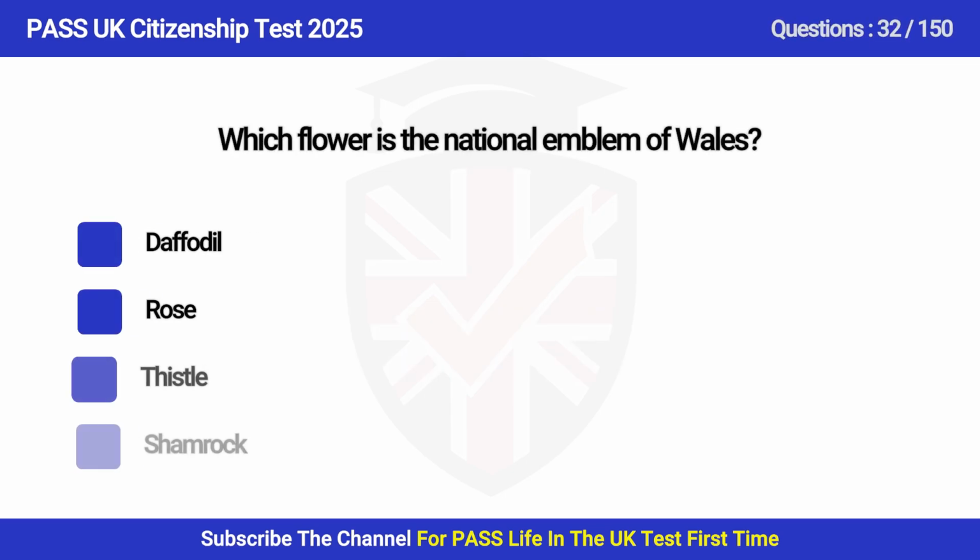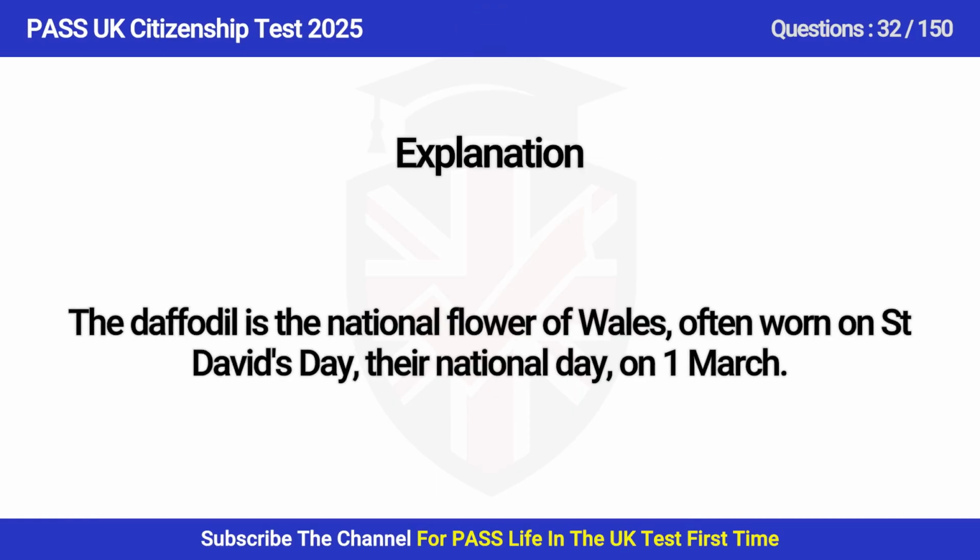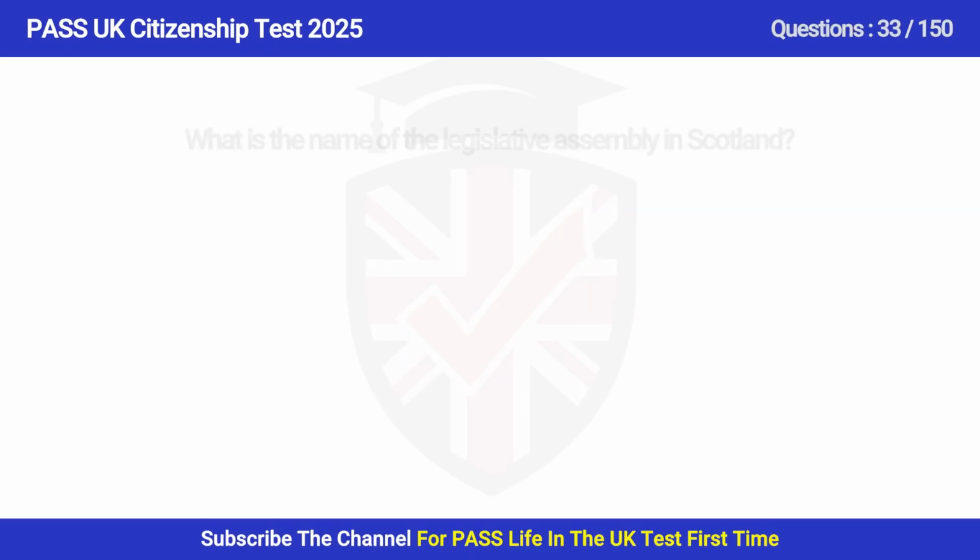Question 32. Which flower is the national emblem of Wales? A. Daffodil, B. Rose, C. Thistle, D. Shamrock. Answer is A. Daffodil. The daffodil is the national flower of Wales, often worn on St. David's Day, their national day on 1 March.